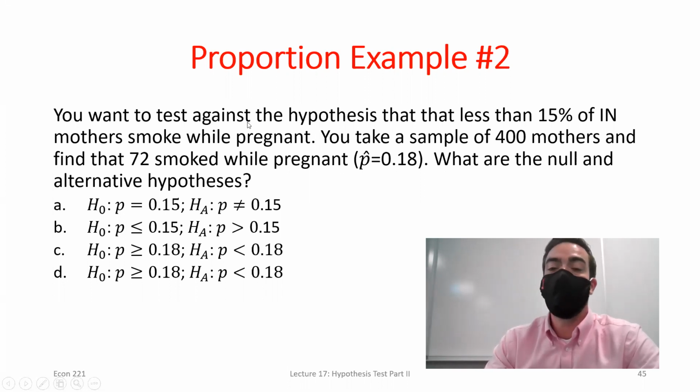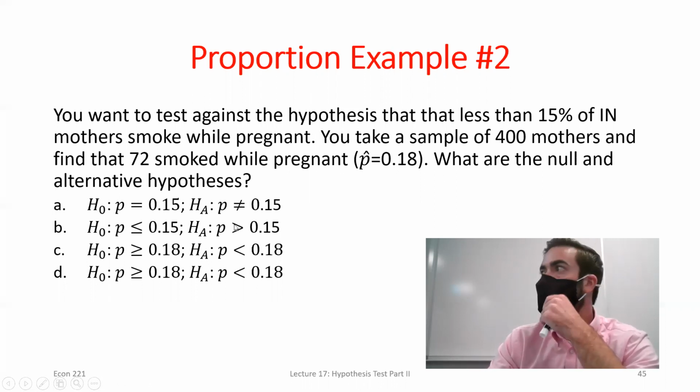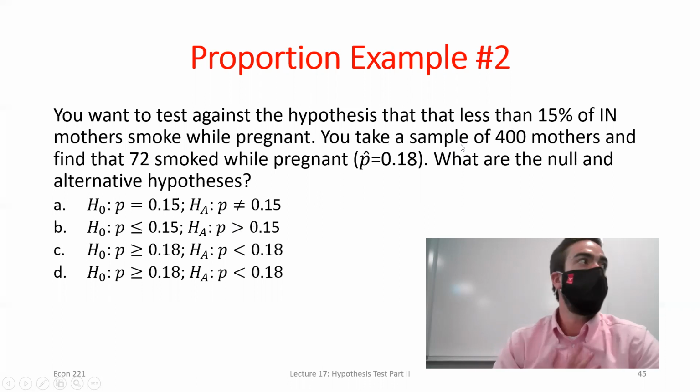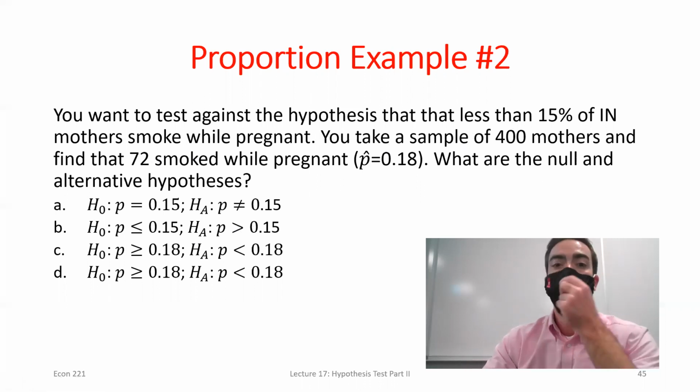So here, when we want to test against the hypothesis that less than 15%, that's identifying our null hypothesis. So there we want less than, and we always include the equality sign on the null hypothesis, so less than or equal to 0.15, okay? Which means the alternative hypothesis would be that the true population proportion is greater than 0.15, okay? We then take a sample. If I didn't give you the sample proportion, and you know that 72 out of the 400 mothers sampled smoked, to get your sample proportion you simply take 72 divided by 400. Right? So that's how I got that 0.18.